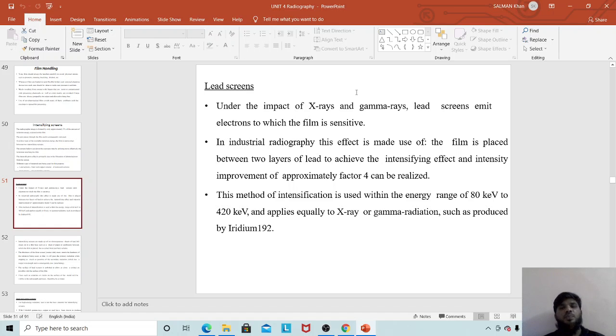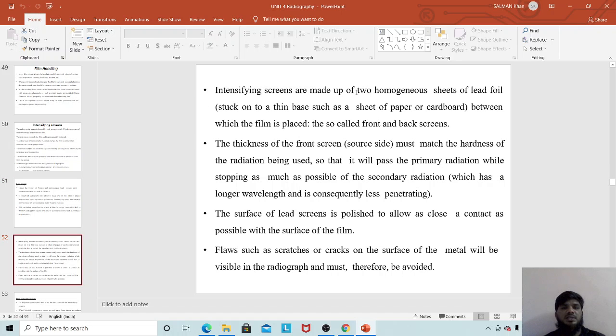This electron reacts with the film placed between the two layers, and it tries to intensify the image of the thing which you have received. This method of intensifying is used when the range of voltage is between 80 kilovolts and 400 kilovolts. The intensifying screens are made up of two homogeneous sheets of lead foil, that is, two same type of lead foils, stuck on a thin base such as a sheet of paper or cardboard, between which the film is placed. So on either side of the film you will have a lead screen. The film will be kept in between the lead screens. The electrons which are emitted from the lead will go and react with the film in between them.